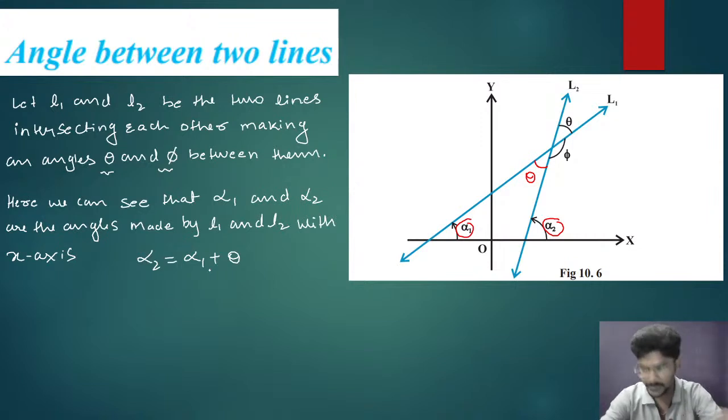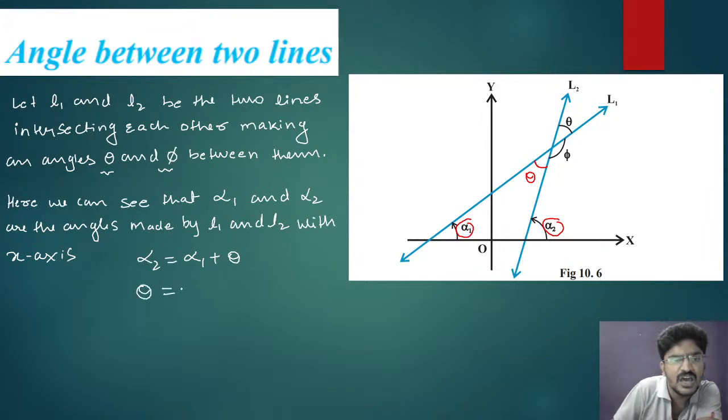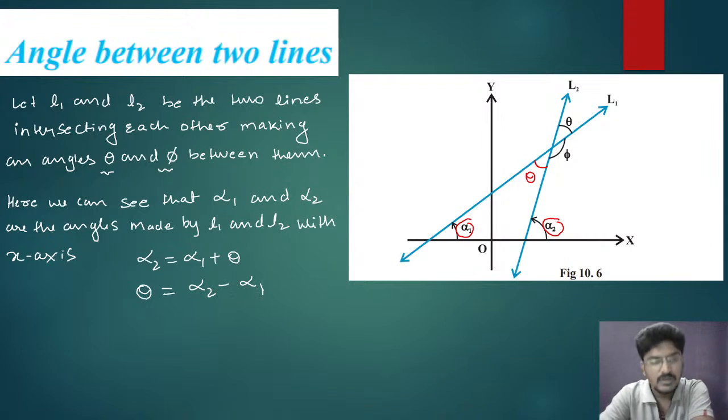That means all of you know that the exterior angle is equal to the sum of two interior angles. Very good. So now by using this equation, I will write theta is equal to alpha 2 minus alpha 1. Very good.